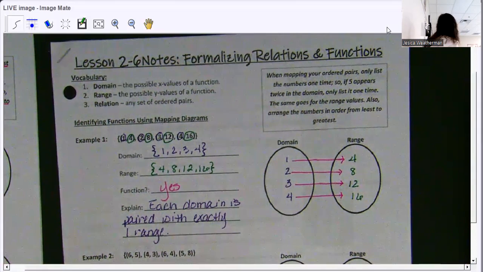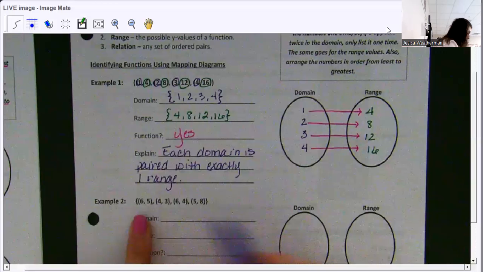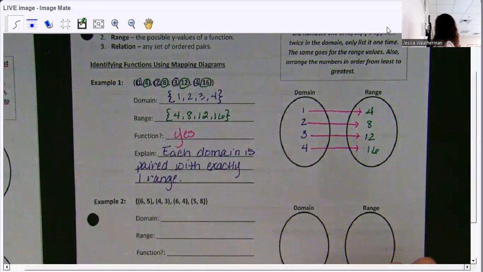Okay, now we're going to go to examples 2 and 3. You probably see the pattern. Some of you might be able to fill out your domain and ranges. So let's go ahead and do that. We have all of our domains that need to go in this column. However, before you start writing, they need to go in order smallest to greatest.